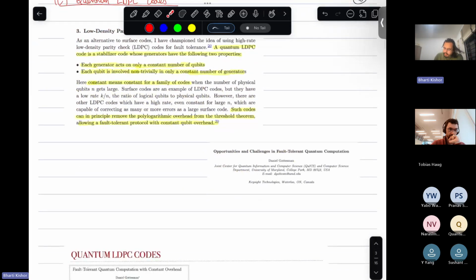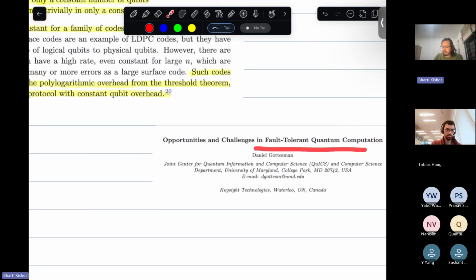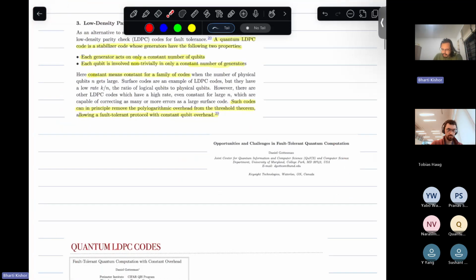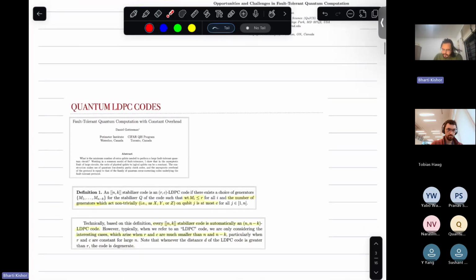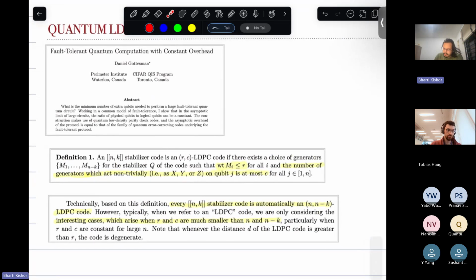Okay. And these codes can remove the polylogarithmic overhead that we normally have in the threshold theorem, which I will discuss next week. In this paper by Daniel Gottesman, Opportunities and Challenges in Fault-Tolerant Quantum Computation, Daniel Gottesman talks about that a lot.